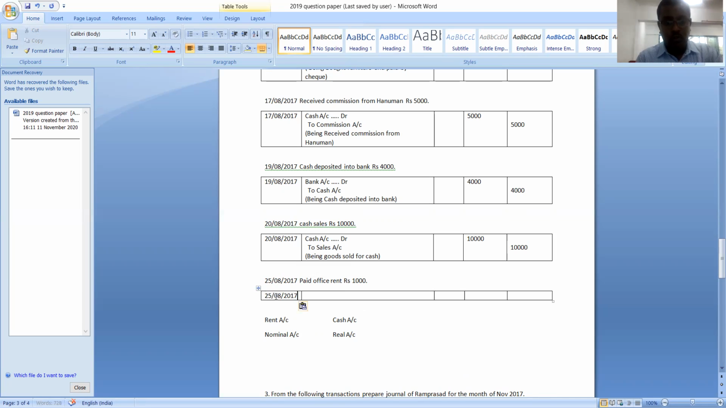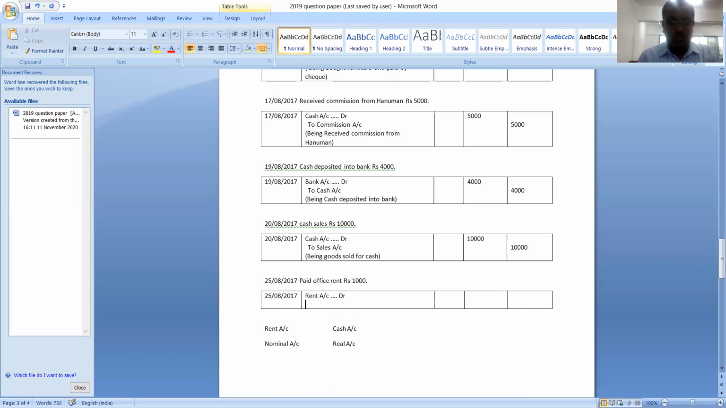So what is the rule of nominal account? Debit all expenses and losses. Since rent is expenditure, which account should be debited? Rent account should be debited. So rent account debit. Which account should be credited? Cash account, because cash is going out of the business.